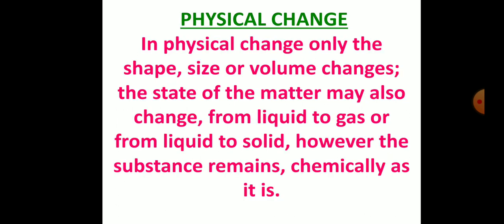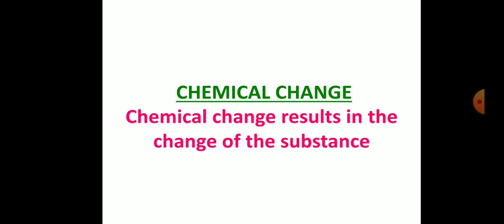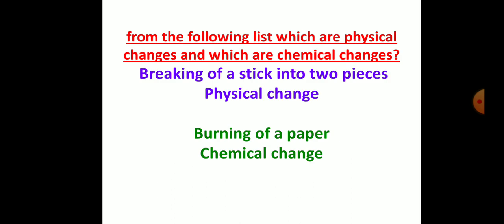Physical change. In physical change, only the shape, size, or volume changes. The state of the matter may also change from liquid to gas or from liquid to solid. However, the substance remains chemically as it is. Chemical change. Chemical change results in the change of the substance.